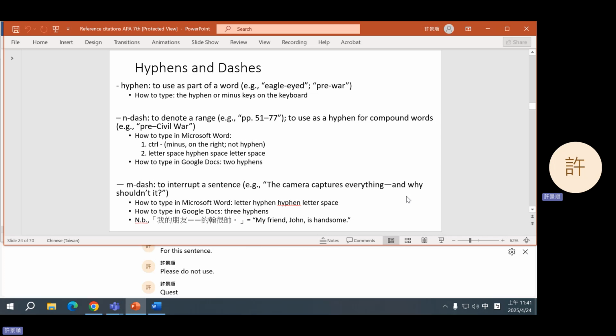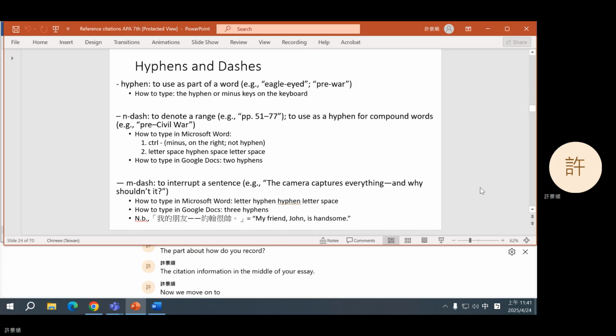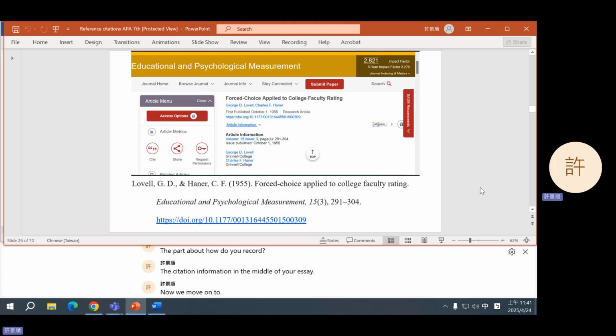Questions about this page? Okay, that concludes the first half of this unit, the part about how you record the citation information in the middle of your essay. Now we move on to how you write a reference item. This comes at the end of your essay.